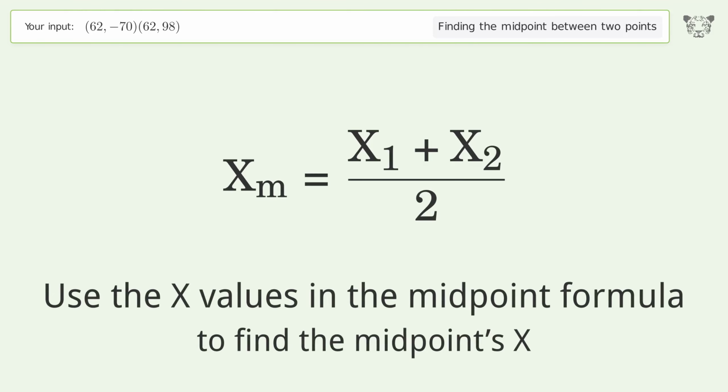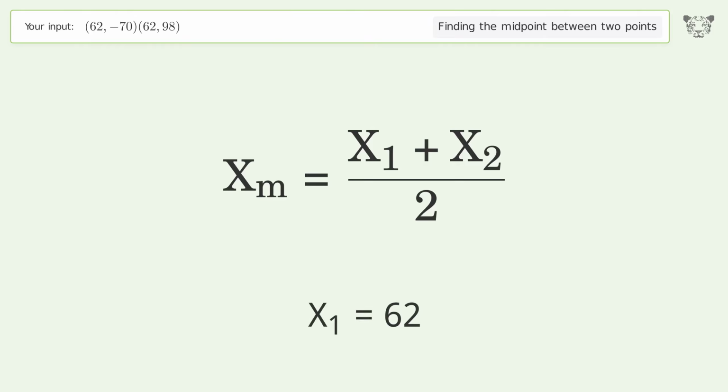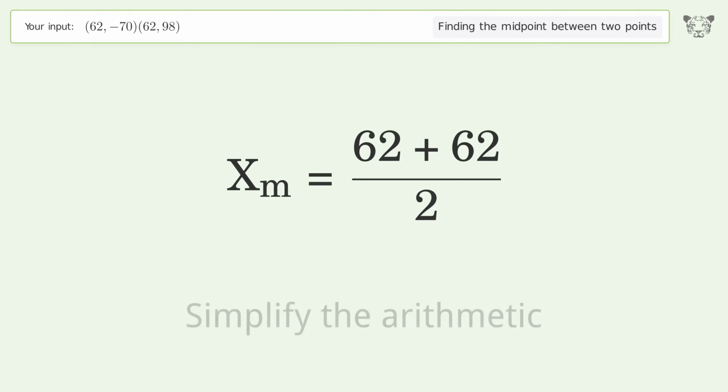Use the x values in the midpoint formula to find the midpoint's x. x1 equals 62. x2 equals 62. Simplify the arithmetic.